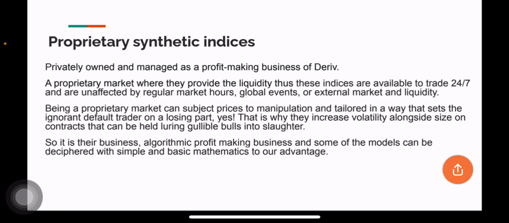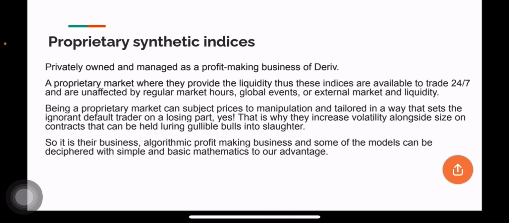Proprietary synthetic indices. This means these indices are privately owned and managed as a profit-making business under the trademark of Deriv. So, proprietary markets where they provide the liquidity, so external factors like general markets, liquidity, global events, or external market factors cannot affect this market. So being a proprietary market can subject prices to some little bit of twitching and be tailored in a way that can make ignorant traders lose.